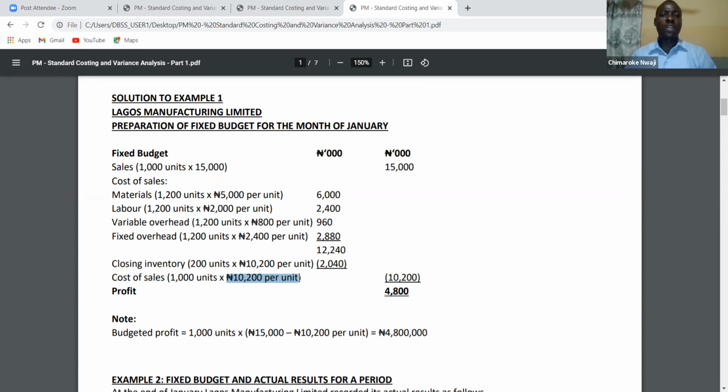So did you see how we grew the budget from standard? The standard is per unit, and for the budget, we multiply each component standard cost by the quantity. So for sales, we multiply by the figure we budgeted to sell. For production, we multiply by the figure we budgeted to produce. And when we do that, you need to check if you have a closing stock so that you can remove the closing stock to get your cost of sales.